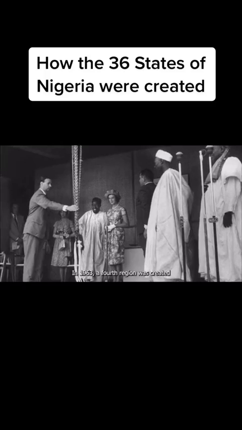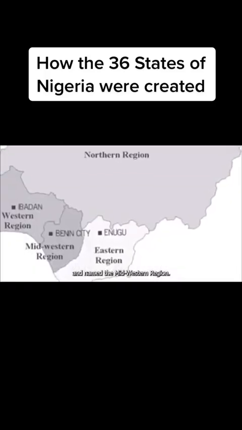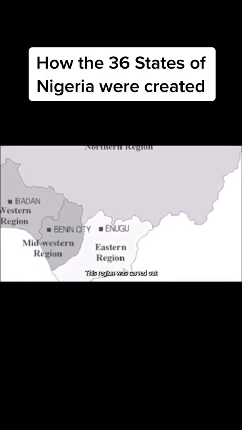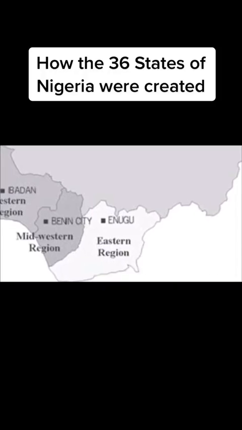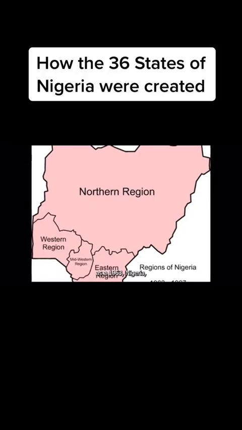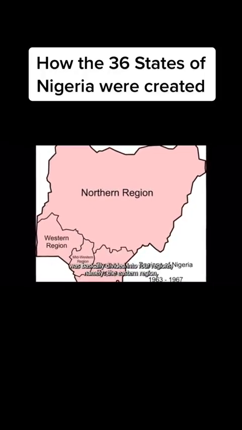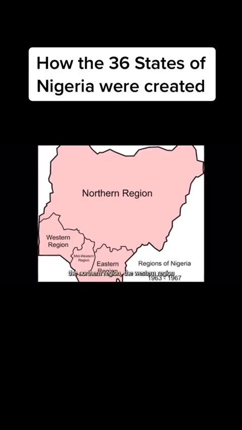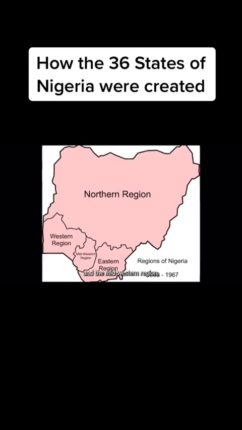In 1963, a fourth region was created and named the Midwestern region. This region was carved out from the western region of the country. In essence, as at 1963, Nigeria was basically divided into four regions, namely the Eastern region, the Northern region, the Western region, and the Midwestern region.